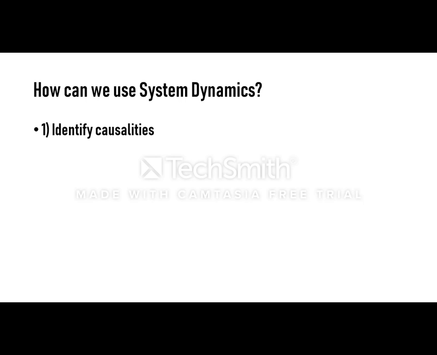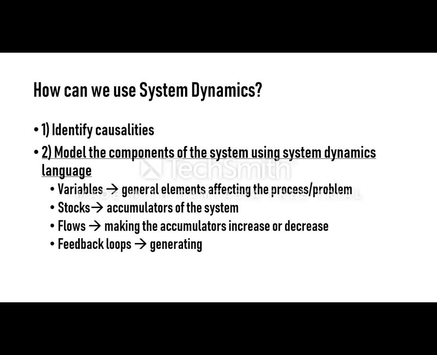As a second step, once a causal loop diagram is known, it is important then to identify from these the formal elements of the system dynamics model: the variables, the stocks, the flows, and the feedback loops. The variables, general elements affecting the process or problem; the stocks, which are accumulators of the system; the flows, making the accumulators increase or decrease; and the feedback loops, which are generating feedback behaviors.